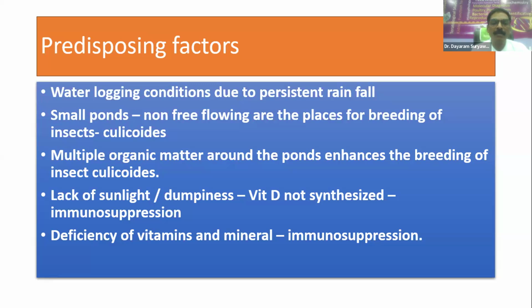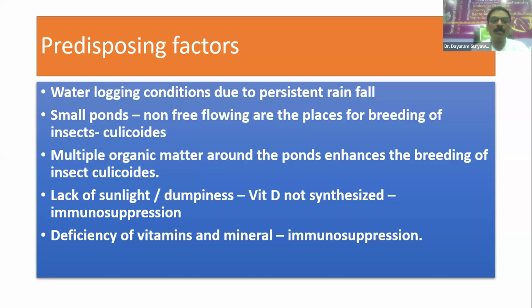Lack of sunlight or dampness: whenever there is cloudiness in the environment, definitely the sunlight is not there, and because of that, the animal is not able to synthesize vitamin D, which is required for better immunity. So whenever sunlight is not available, animals suffer from immunosuppression because of the deficiency of vitamin D. Then there is deficiency of vitamins and minerals, along with the pastures also having a deficiency of essential nutrients, and that leads to immunosuppression. So these are the predisposing factors.